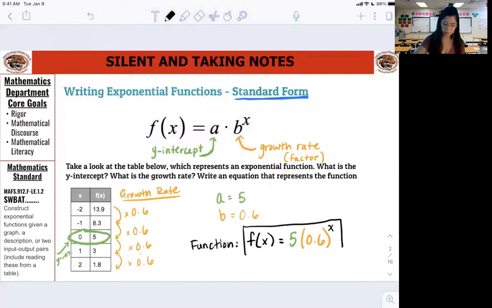And you can do that with any table at all. All you have to do is find the growth rate by dividing from the bottom up, look for the y-intercept by identifying the 0, then that's all you need. You have your A, you have your B, you can write the function. So do I have any questions on how to write that equation or how to find any of those two values?